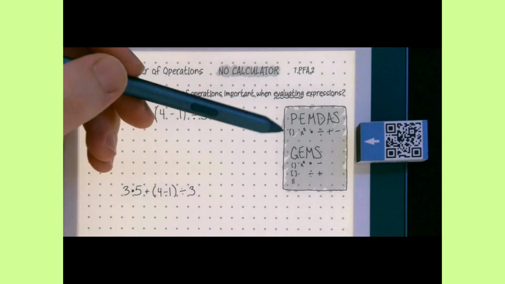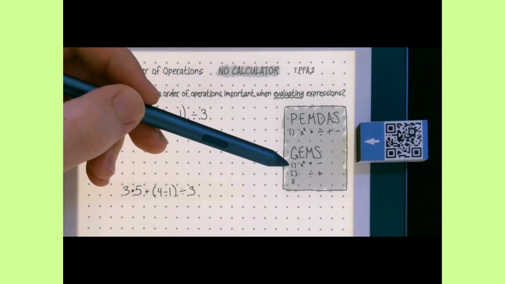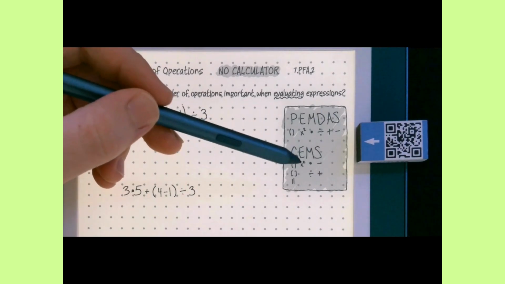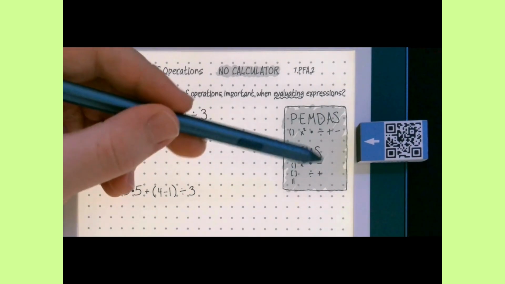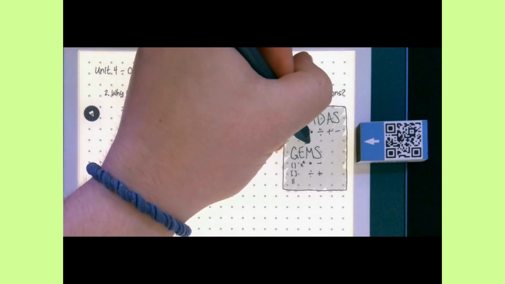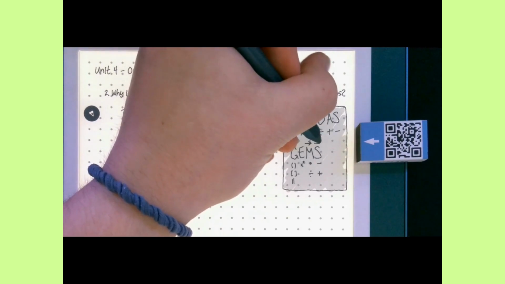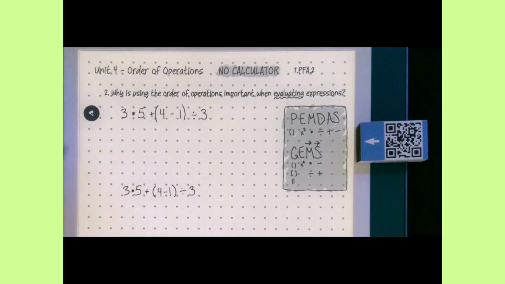All right, I'm going to use GEMS for the sake of these videos where I have grouping, exponents, multiplication and division, subtraction and addition. For multiplication and division, once you get to that step, you just go left to right. And for addition and subtraction, you go left to right as is. Okay? So basically what this question is asking us is, what if I don't use the order of operations? What if I just do whatever I want to, however I feel?